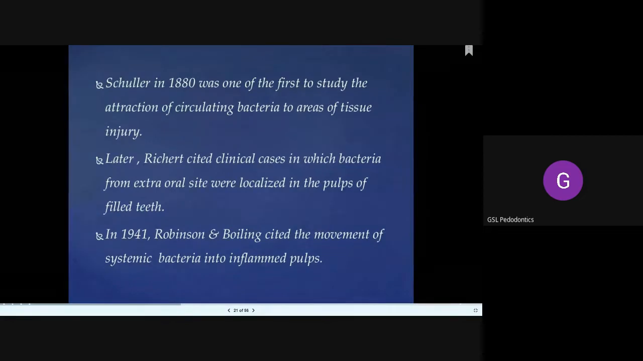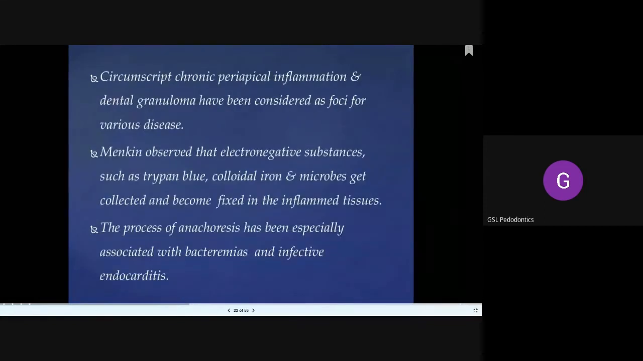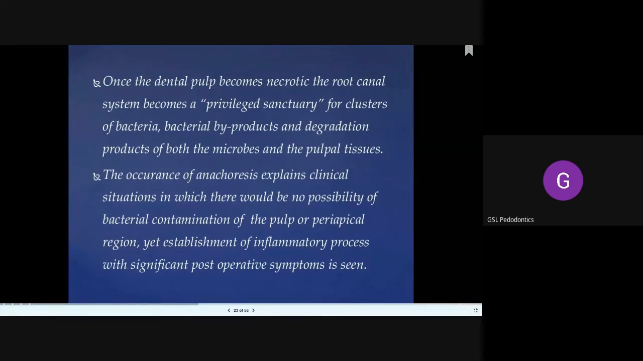Later, Rickert also tried a few cases, and he found out from which extraoral sites the bacteria are reaching the body. A few other scientists also demonstrated the movement of this systemic bacteria, and they all highlighted the concept of this anachoresis. The process of anachoresis has been especially associated with bacteremia. Bacteremia is nothing but the presence of bacteria in the blood, and infective endocarditis, that is the heart disease. So once the dental pulp becomes necrotic, the root canal system may become a sanctuary, like a bird sanctuary, for clusters of bacteria, their byproducts, and the degradation products of both the microbes and the pulpal tissues.